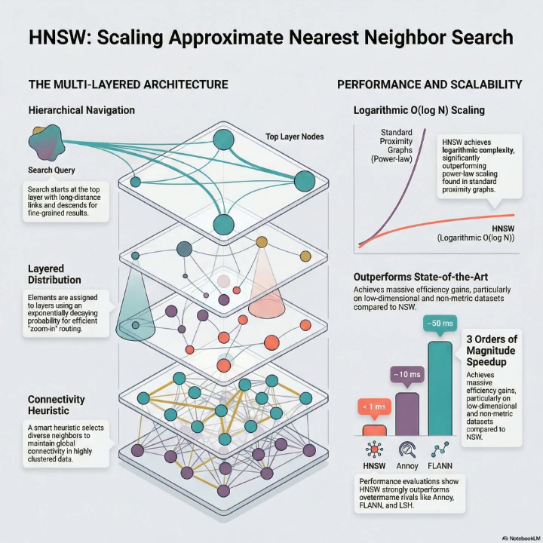Exactly. You need diversity. You need some long-range links that can act as bridges to get you to other parts of the graph. To achieve this, the authors use a clever heuristic that approximates what's called a relative neighborhood graph. Okay, let's break that down.